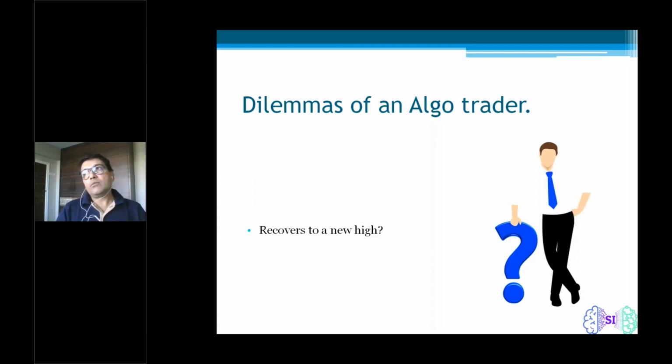Another thing is the dilemma of the algo trader: recovery to a new high. Normally, whenever the system is facing a drawdown, there is a possibility that it recovers from the drawdown and makes a new equity high. So the trader is worried that if I stop the system and the system recovers from here and makes a new equity high, I'm going to lose the opportunity. At the same time, it will be a wrong decision to stop the system over here.